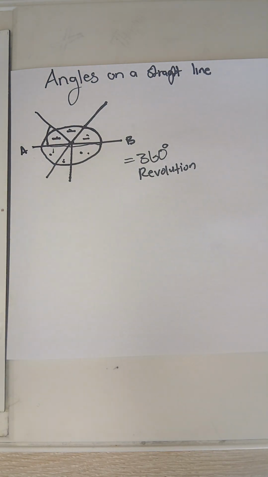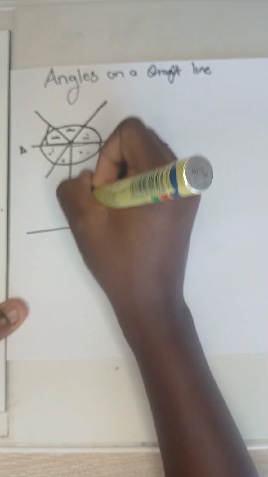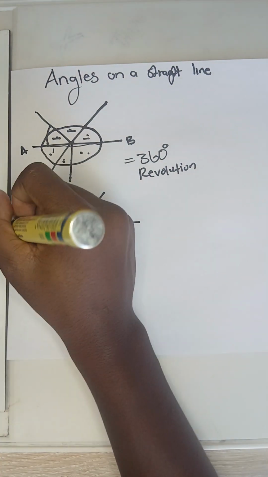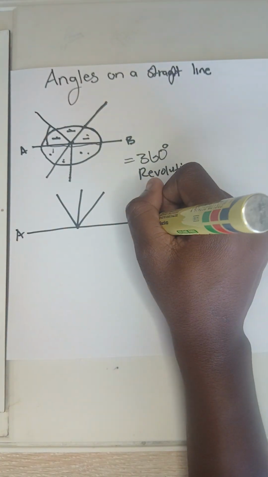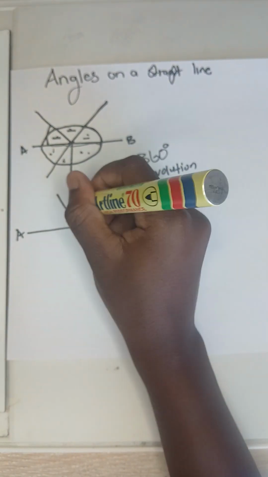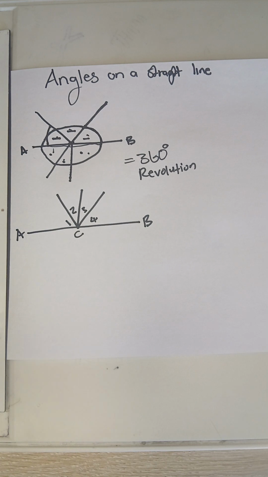But today I'm not going to talk about revolution, I'm going to talk about the angles on a straight line. This is grade 9 work or grade 8 work, if I'm not mistaken. We're just taking a step back so that we can answer the questions adequately. Let's say here is C1, C2, C3, C4. C1 plus C2 plus C3 plus C4, when I add them, they must give me 180.